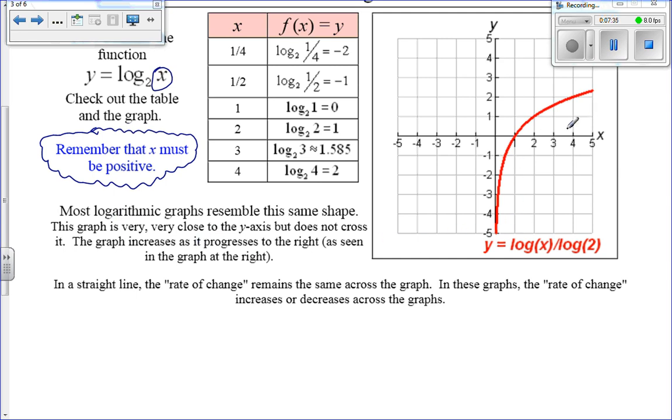In a straight line, the rate of change remains the same across the graph. In these graphs, the rate of change increases or decreases across the graph. We talked about that with the exponential functions as well.